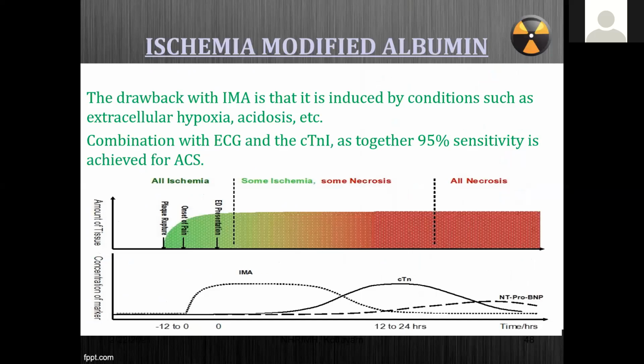The drawback with ischemia modified albumin is that even if the myocardial muscle is only exposed to hypoxia or acidosis, ischemia can happen anytime, right? So there's a graph: some ischemia, some necrosis, green to red. On the left side, green is all ischemia; on the right side, red is all necrosis.